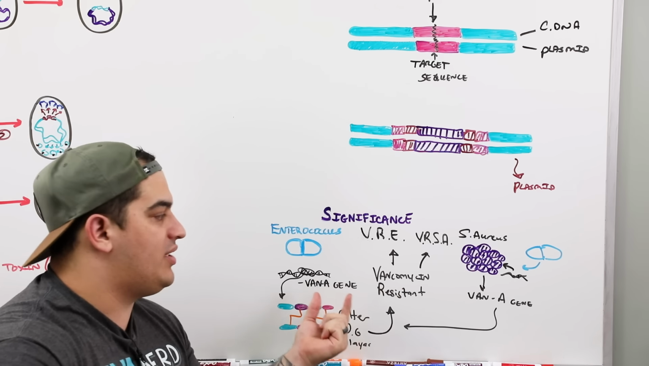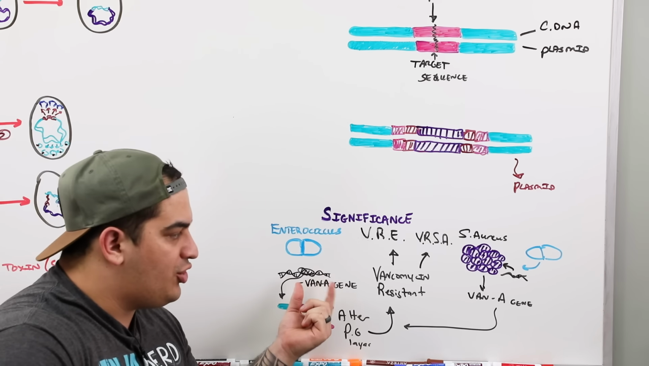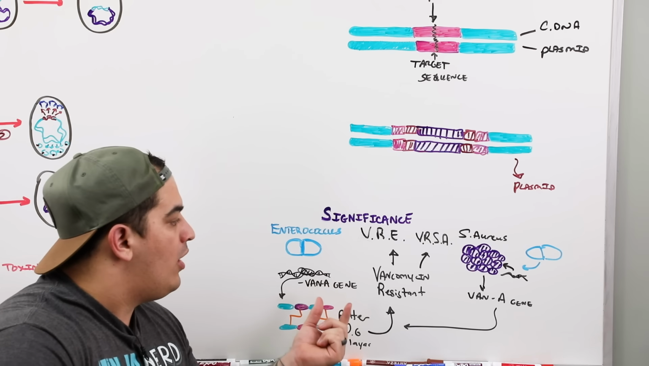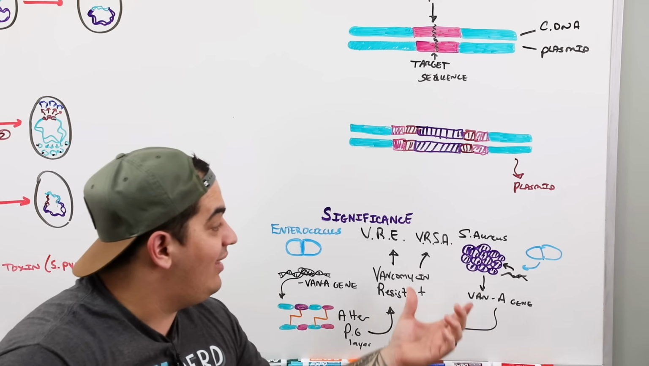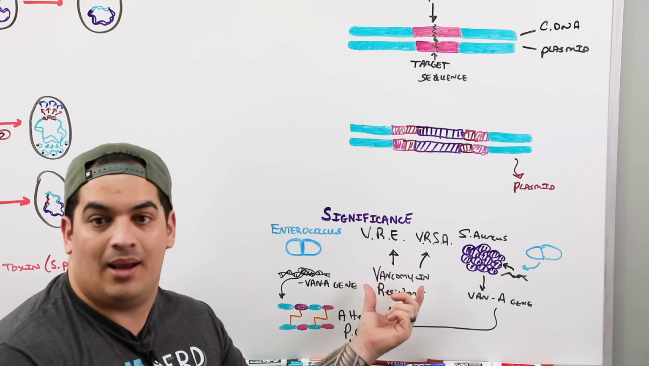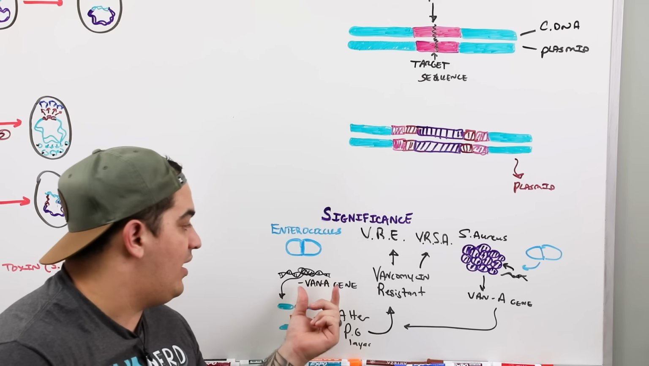So that's one of these really interesting things that transposition can do, is it can lead to resistance to antibiotics by causing the transposition of particular genes or DNA sequences from one type of bacteria to another type of bacteria, and leading to antibiotic resistance, in this example, the vancomycin resistance via the Van A gene.